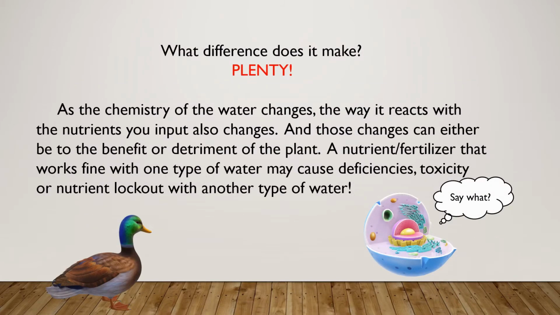You might ask, what difference does it make where my water comes from? The answer is simple: different waters have dramatically different chemistries. A nutrient or fertilizer that we choose to use with one type of water may work very well, while with another type of water with a different chemistry it may actually work to the detriment of the plant. A nutrient or fertilizer that works well with one water can actually cause deficiencies, toxicities, or nutrient lockout with another type of water.